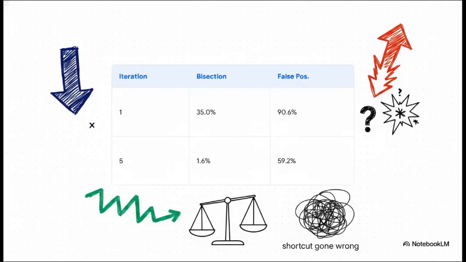The crucial point reveals itself after just 5 iterations. Notice how our slow and steady bisection method has dropped its true error down to an excellent 1.6%. It's incredibly close to the true root. But look at false position. The supposedly faster method is hopelessly stuck with a massive true error of 59.2%. It literally has barely made a dent. So why did our clever shortcut fail so spectacularly?